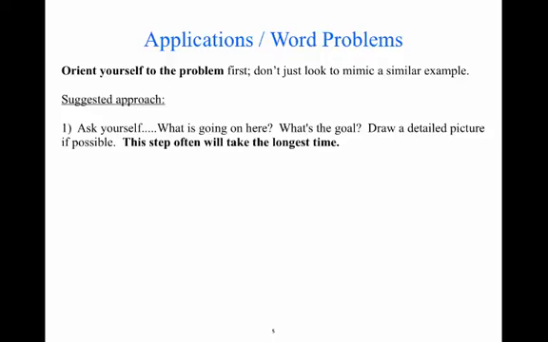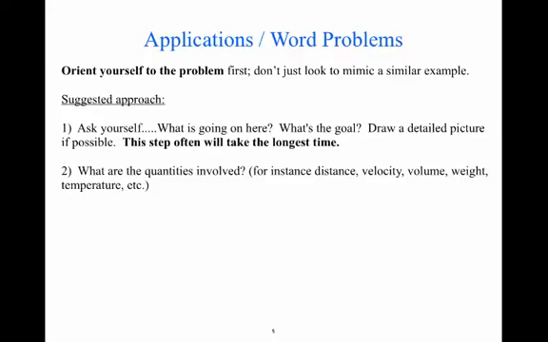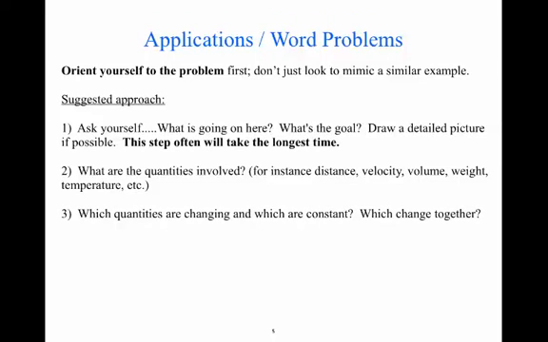Rather than just the mindset of, okay, what numbers do I grab and what do I do? No, understand the situation. Understand the context. Then next, the focus will always be on quantities. And by quantities, we don't mean numbers. We mean distance, velocity, volume, weight, temperature. Right? That's what we mean by quantities. What quantities are involved? Okay? And then which quantities are changing and which are constant, and then which ones change together.